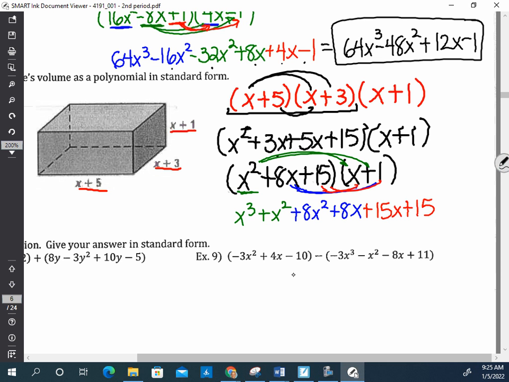So notice if you do it that way, your like terms are sitting next to each other. Yeah, go ahead. This is x squared, taking x squared and multiplying it times 1. So if you set it up right, the like terms are already next to each other. So x to the third plus 9x squared plus 23x plus 15. There's your volume.